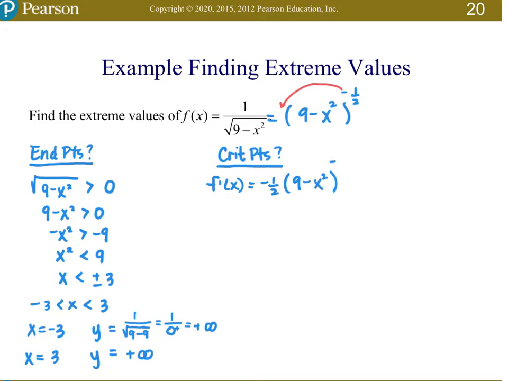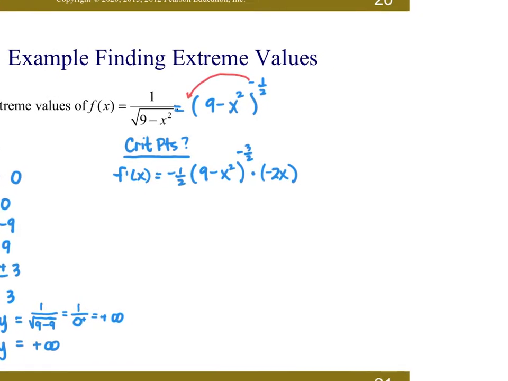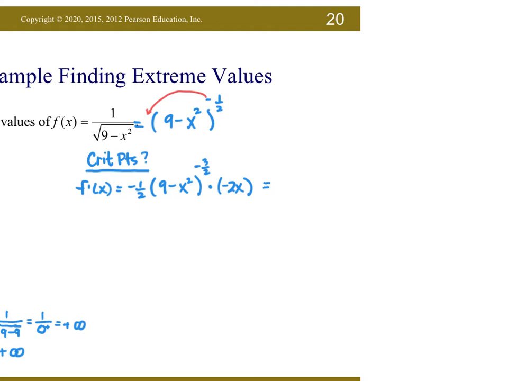You subtract 1 from the power, so negative 3/2, and now you've got to remember the chain rule, because this is the square root of, and we say "of," which means we remember the chain rule, which is negative 2x. So let's clean that up. Into the denominator is going to go 9 minus x squared to the positive 3/2. And the numerator will still have the negative 1/2 that was pulled to the front and the negative 2x.